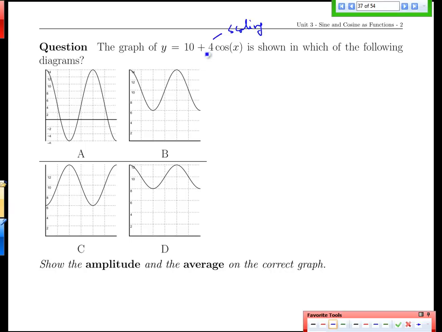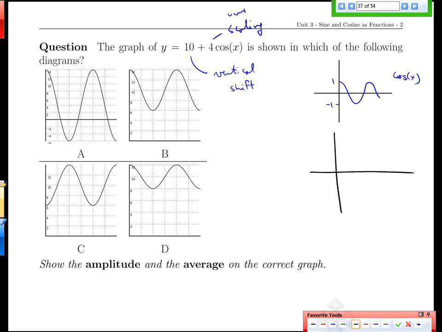Hopefully, you remember back to the first week where we talked about vertical scaling. If we have a 4 out front of cos of x, then we have a vertical scaling factor, and we also have a vertical shift. And if we remember the baseline for cosine by itself will oscillate between 1 and -1, so this is cos of x.